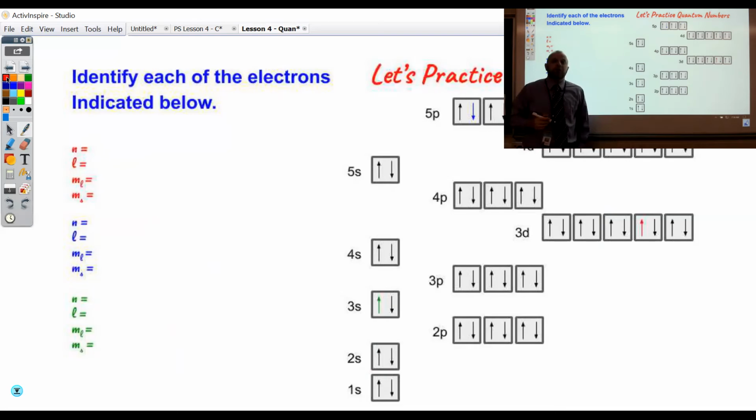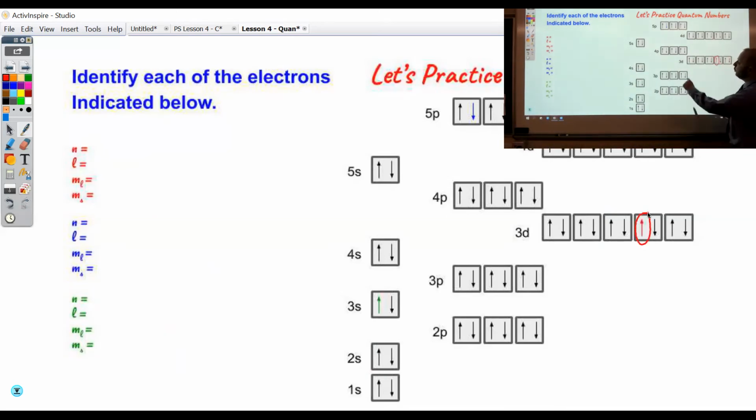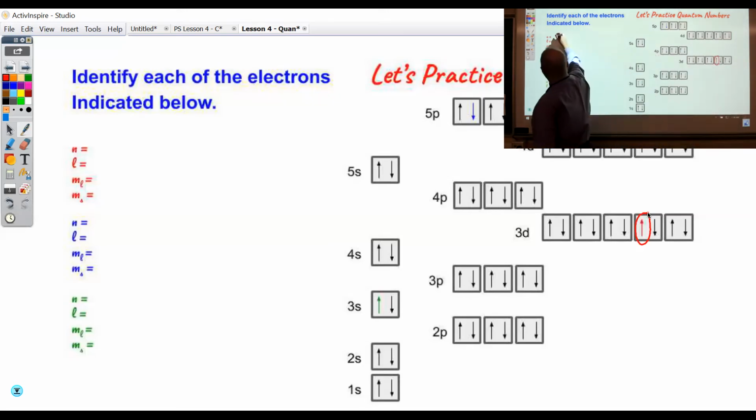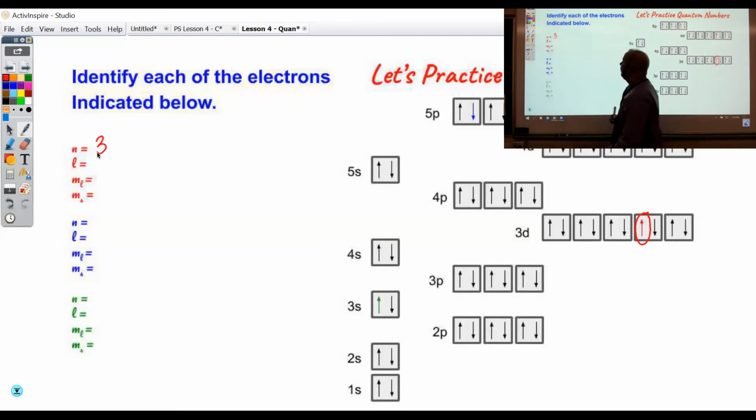So now what we're going to do is take a look at an example where we have 3 electrons that are identified for us already, and we're going to try and figure out what their set of 4 quantum numbers would be. So for the first example, we have the red electron, which is located right here. So we're in the third energy level. So we're going to write that up here.